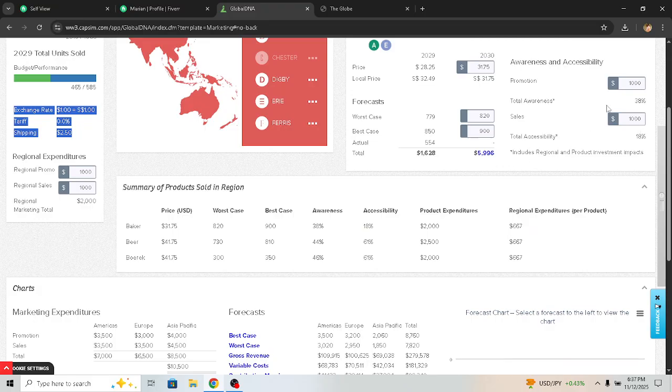Promotion budget ensures that our products are well marketed and promoted, therefore our customers are aware of them. And the sales budget helps in accessibility. This ensures that our products are easily accessible, just so you know.